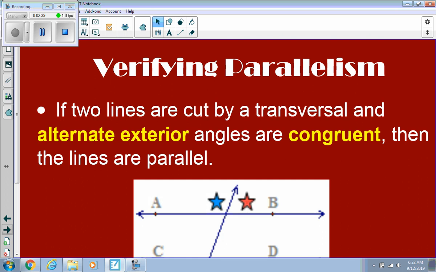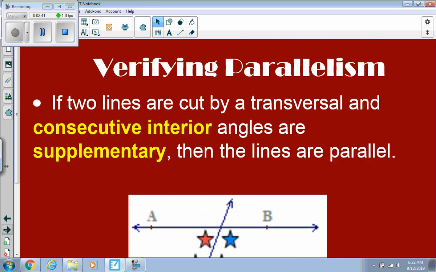We'll discuss that part a little bit further in a couple seconds. So consecutive interior angles, the ones that are side by side, same side on the inside. These have to be supplementary. If they're not, the lines are not parallel. If they are, the lines are parallel.